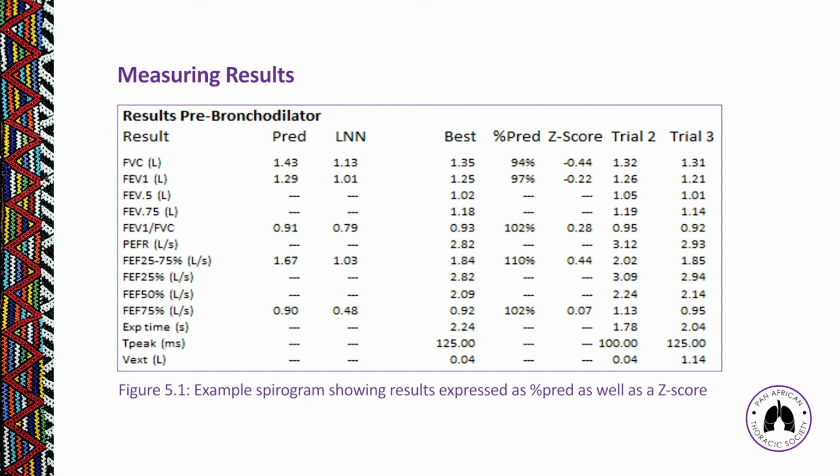So you can see in this figure very clearly where the measurements of spirometry are, the predicted values, the lower levels of normal, both of which are derived from the entry of the patient's demographic data, being the height, the sex, and the gender, together with the choice of reference values to give you those predicted values and the lower levels of normal. And then you can see the 3 best blows that the patient did, and then the results expressed as either a percentage of predicted or as a Z-score.